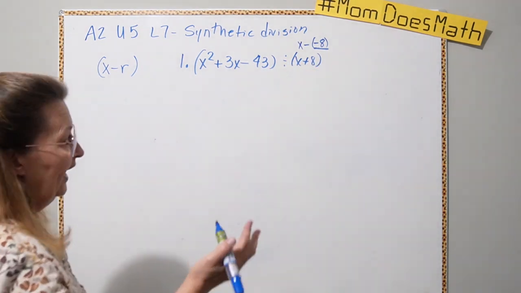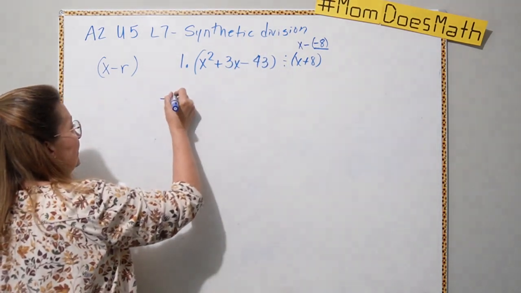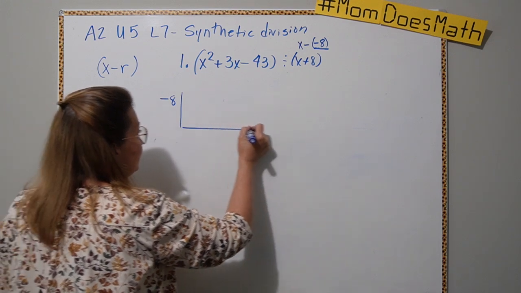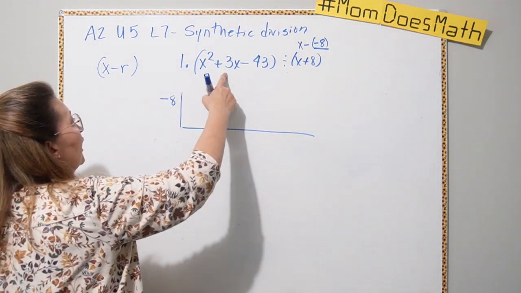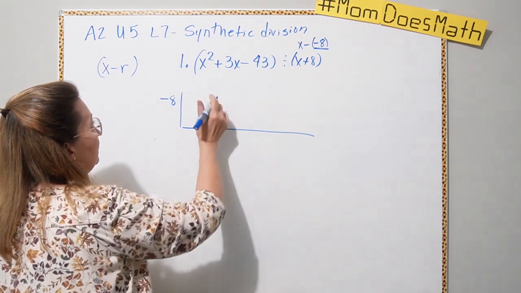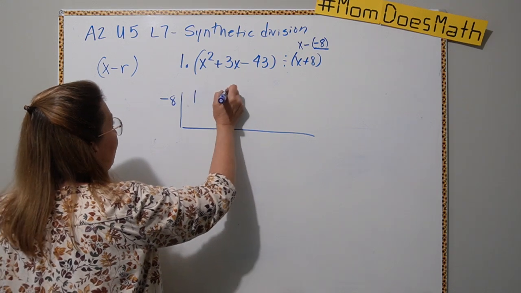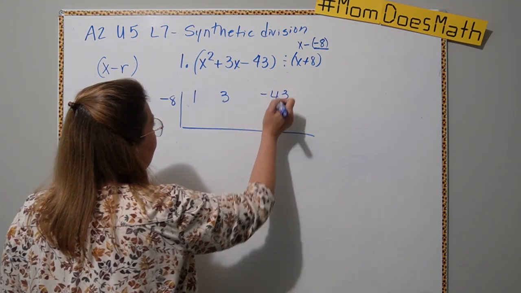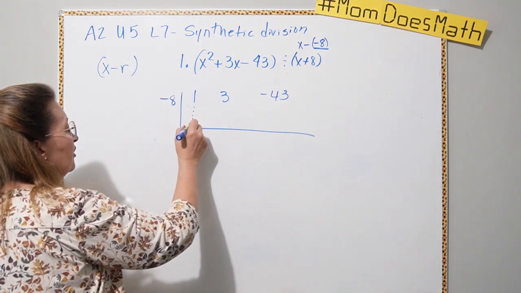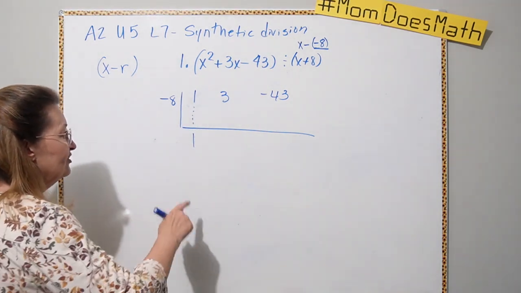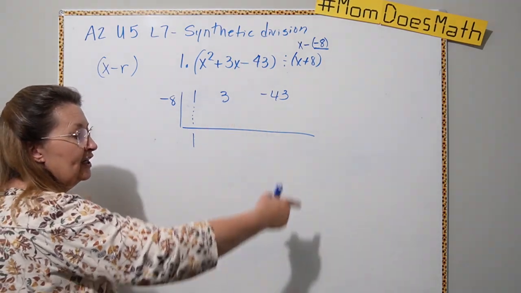Now, how to do it? It's really very simple. You take your divisor, and we said it's going to be -8. Now this time for synthetic, you draw the house upside down. Then you're just going to put the coefficients of your dividend up here. So I have 1 and 3 and -43. Okay. Now this is the process. You take your first number and you drop it down here, and this starts the ball rolling. And you're going to keep doing the same motion over and over.